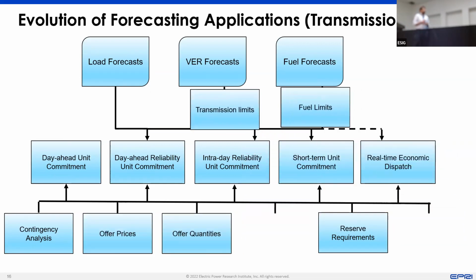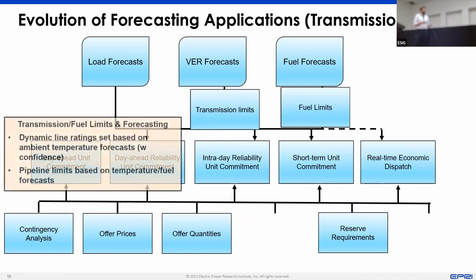And then finally, things like transmission limits and fuel limits. We're about to see some changes to have ambient adjusted line ratings across the US, and that's a forecast. So we're going to use forecasts of temperature to set our line limits going forward. So having a forecast for line limits. You can even look at how that might affect things like gas pipeline limits and pipeline contingencies and things like that.